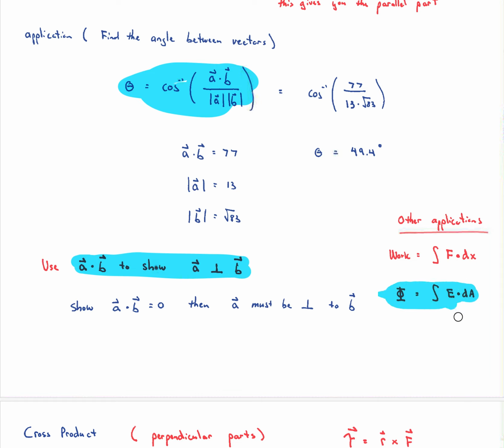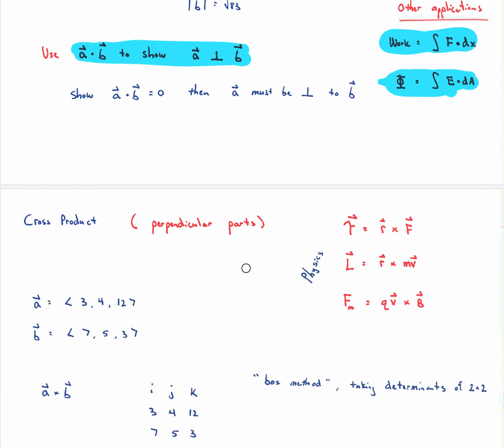There are certainly applications when you get to physics, where you can do magnetic flux, you can do, in this case, electric flux, you can look at the work done by something. It all requires the dot product. So there are all sorts of applications of dot products. But in the calculus sense, probably finding the angle and then showing something's perpendicular are the easiest parts.